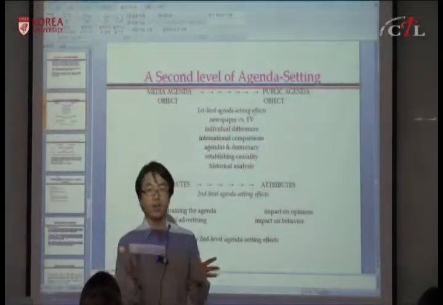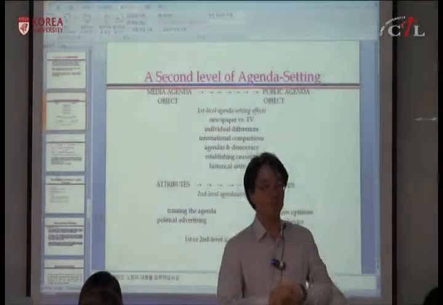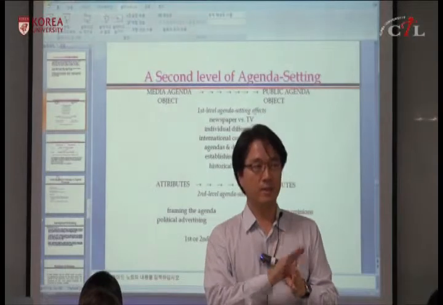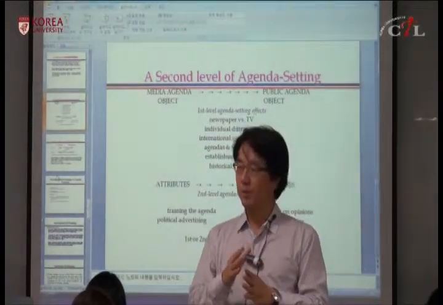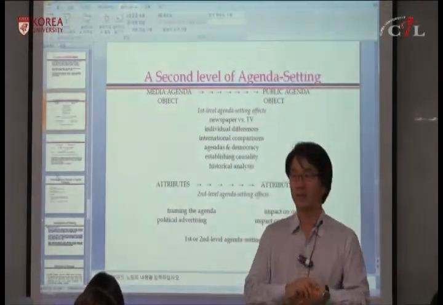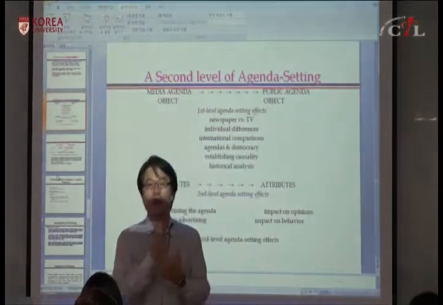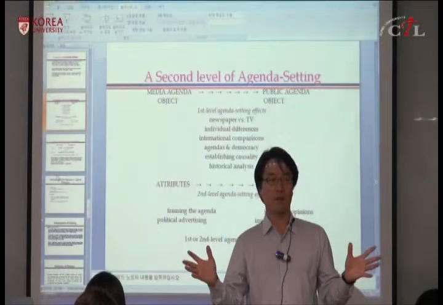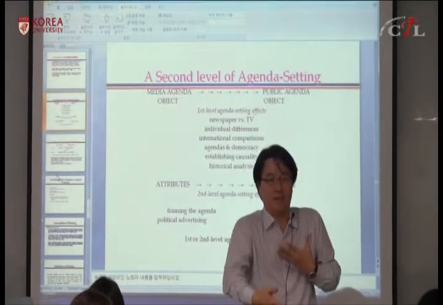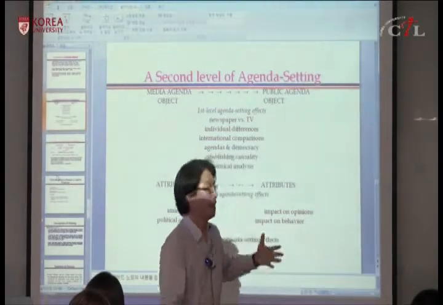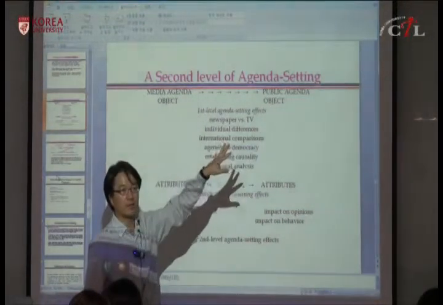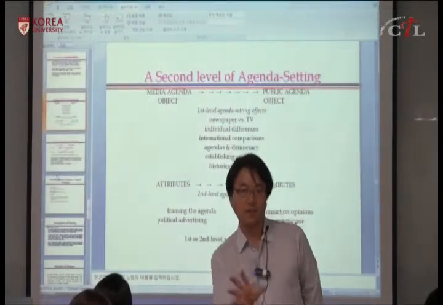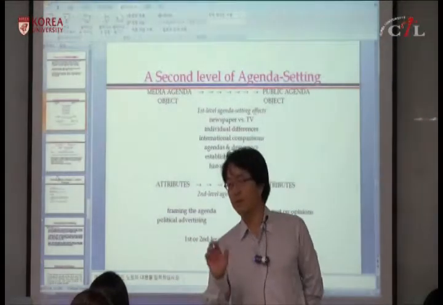I told you that the first level agenda setting, or original agenda setting, is about the media setting the agenda, what people think about, what people talk about. That is the original agenda setting. But after the original 1972 agenda setting, a lot of scholars looked in more depth at the agenda setting function of the media, and they found new models, which we call second level agenda setting. That's the second phase of agenda setting research.